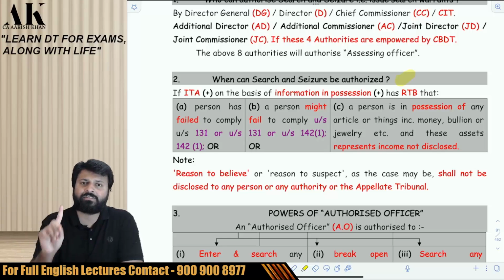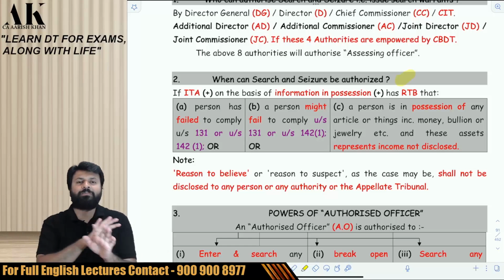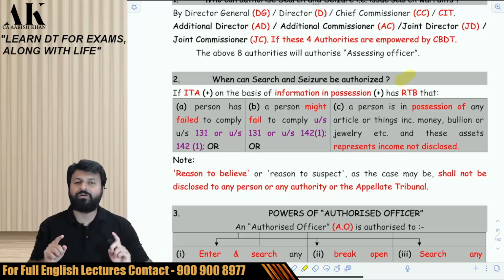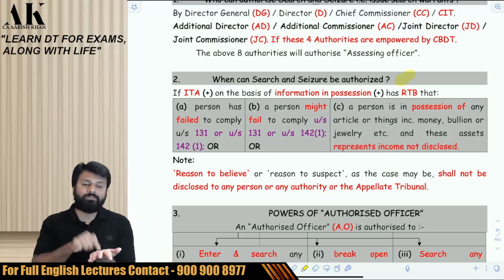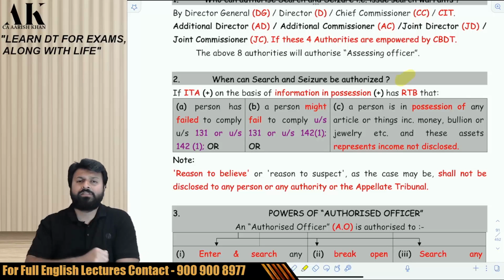If the assessee has undisclosed assets, undisclosed money, bullion, jewelry, the department can do what? Search and seizure. Now, for doing search and seizure, one of the primary conditions which the department has to fulfill, again I am saying, they should have reason to believe. They should have hardcore proof. Then only they can do what?